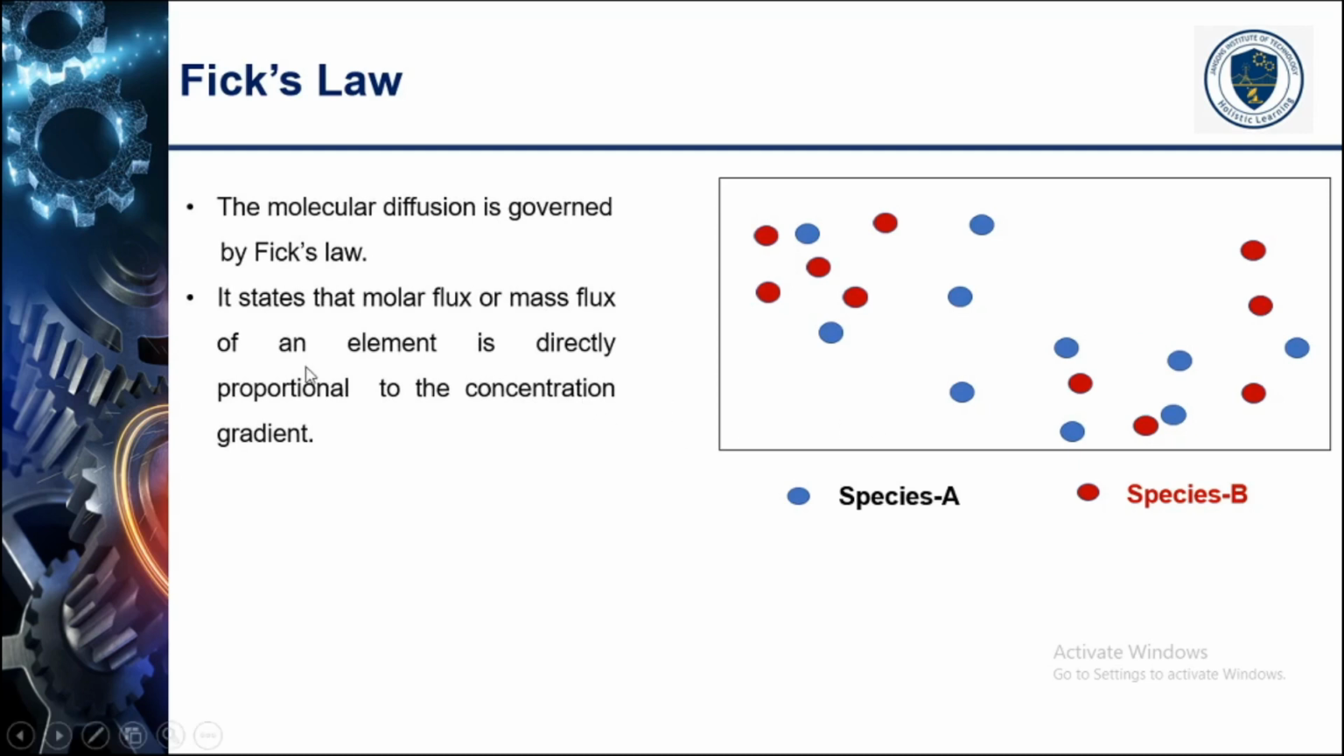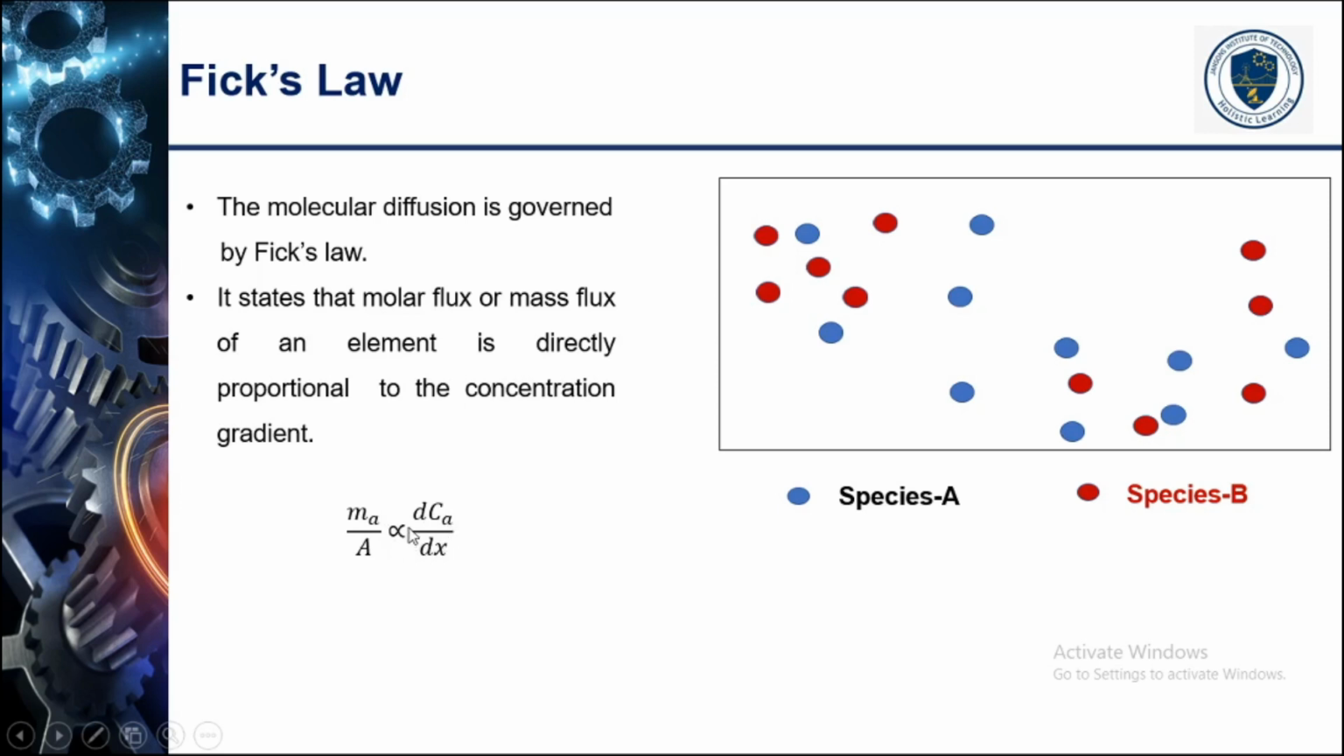Fick's law states that the molar flux or mass flux of an element is directly proportional to the concentration gradient. So, if you want to write this law in mathematical form, it will look like this. That is, MA by A is directly proportional to dCA by dx. Here, MA by A represents the molar flux or mass flux, which is directly proportional to the concentration gradient, represented by dCA by dx.